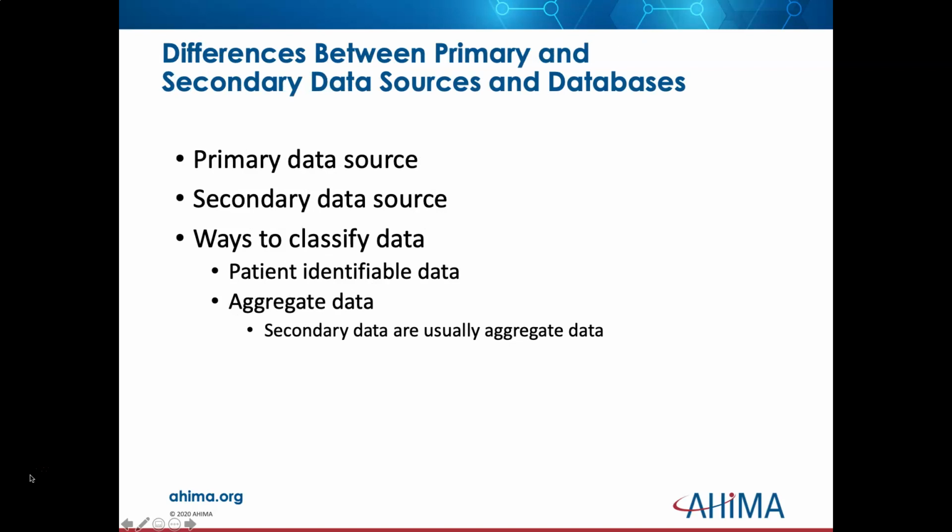So now let's move into primary and secondary data sources. A primary data source is patient health information directly from the medical record. A secondary data source is information that is pulled from that primary data source and used. So secondary data sources are typically databases where information has been pulled from the medical record and put into there. There are ways to classify data such as patient identifiable data and aggregate data. Secondary data are usually aggregate. They've been pulled from a number of sources.